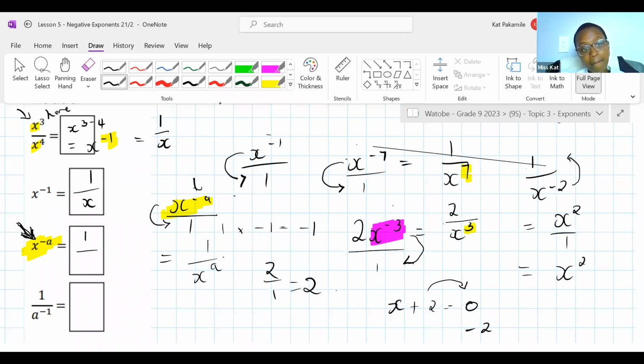Okay, so when you move it to the denominator, it becomes a positive. Yes, sir. And the same, let's look at the next one, okay? The next one is in, where is it?